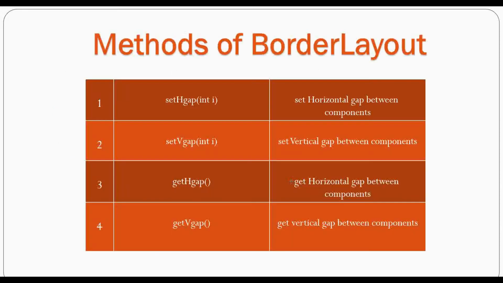After constructors, what are our methods? Border layout provides various methods. Among them, these are some important methods. The first method is setHgap, which takes one integer parameter and is used to set the horizontal gap between components. The second method is setVgap with one integer parameter, which sets the vertical gap between components. These are the getter methods, which are used to get the horizontal and vertical gap between components respectively.